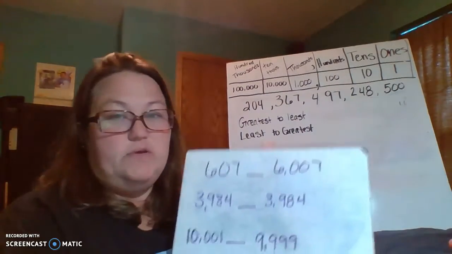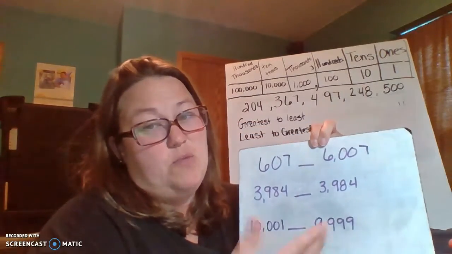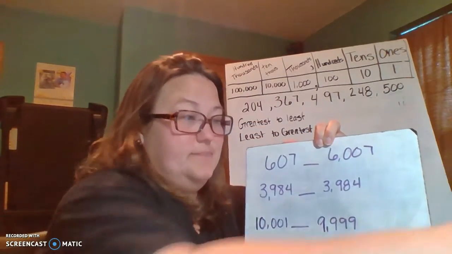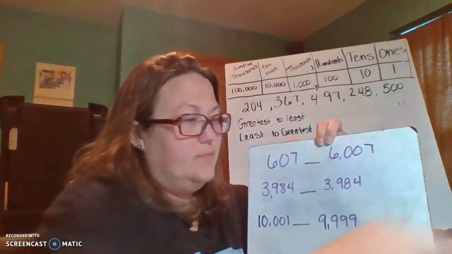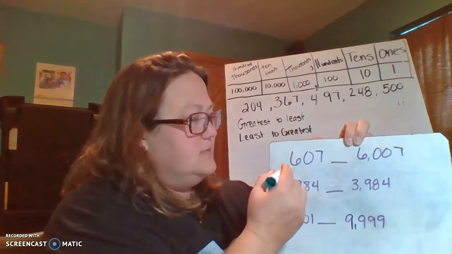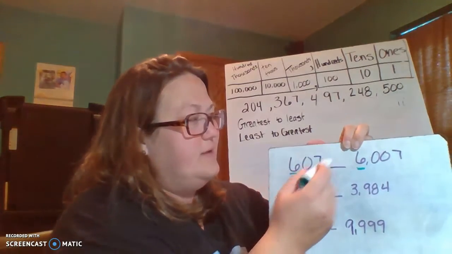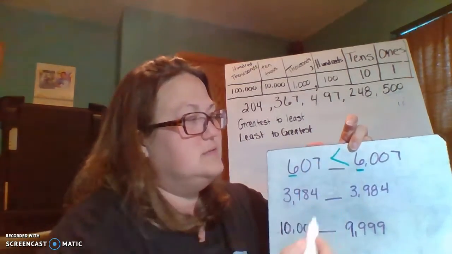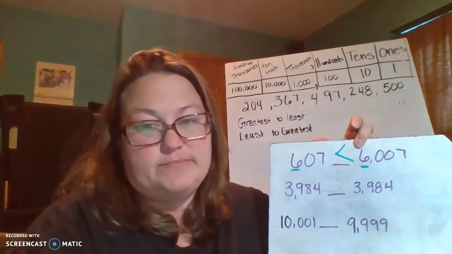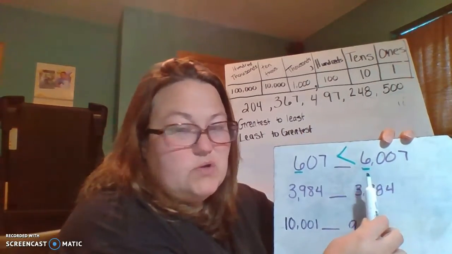So just a quick review here. We've got 607 is what compared to 6,007? Oh, let's do green. So this goes to the hundreds and this goes to the thousands. So we know 607 is less than 6,007. Be sure you're paying attention to where those place values are.